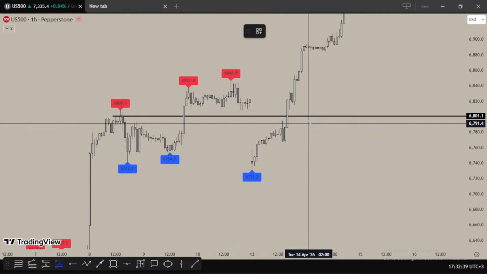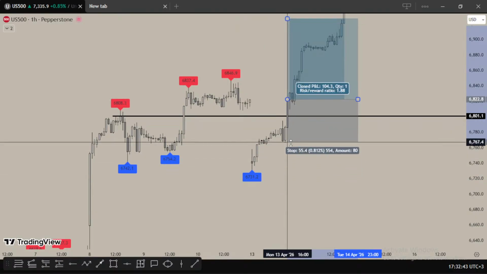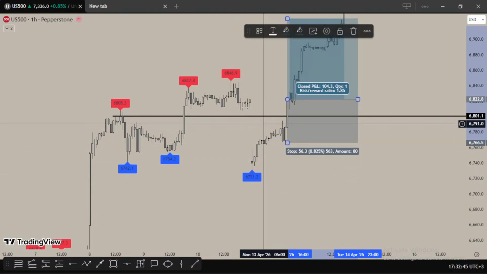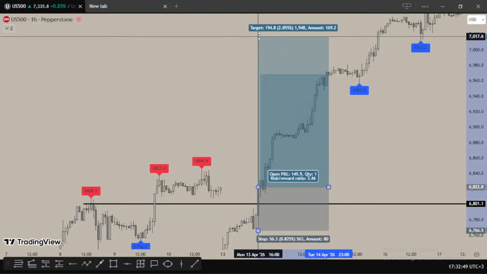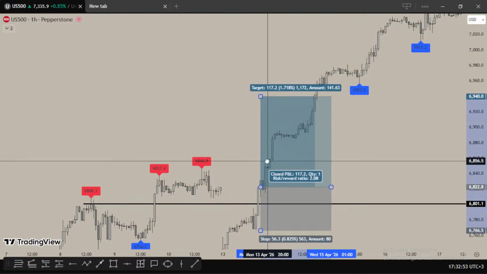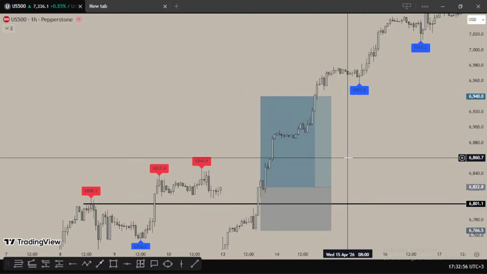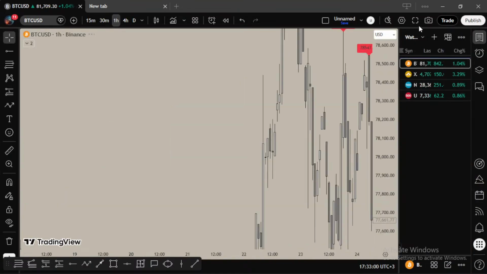You would have executed a buy at this area, placed your stop loss there, then target 1 is to 2 or 1 is to 3, maybe 1 is to 2. Let's go with 1 is to 2. But I missed that, bruv. I missed that. I don't know why.